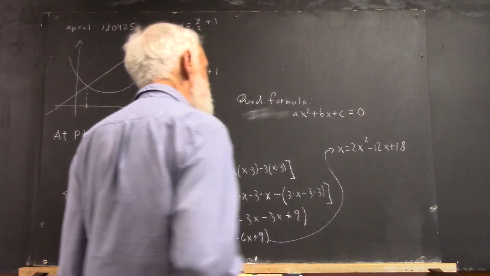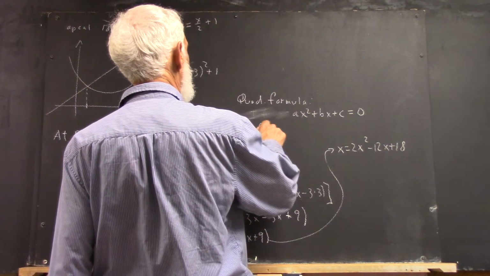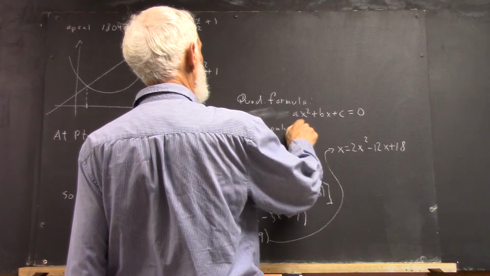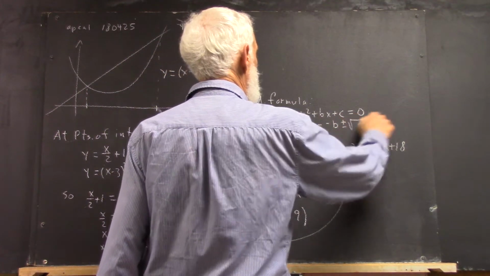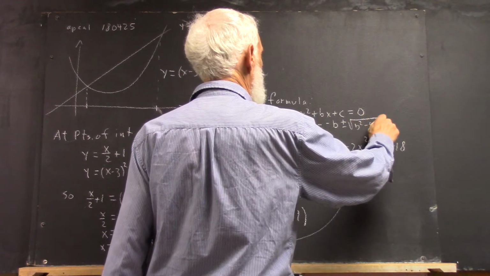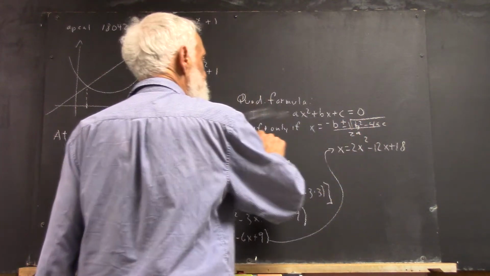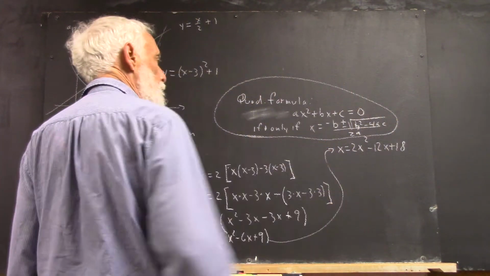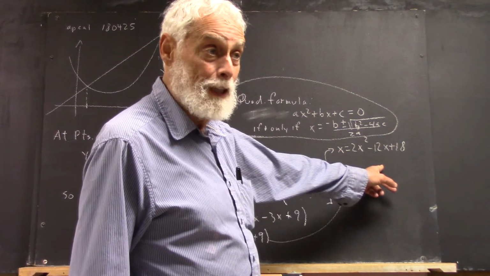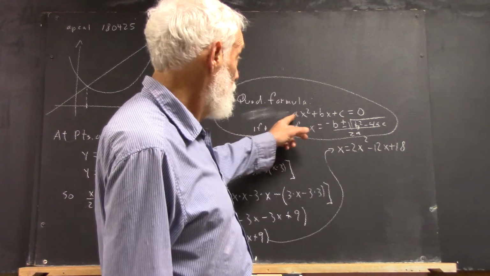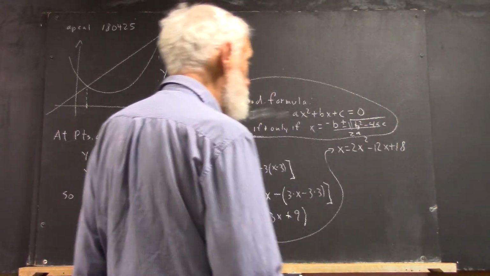I'll put it this way. ax squared plus bx plus c equals 0 if, and only if, x equals negative b plus or minus the square root of b squared minus 4ac, divided by 2a. That's what the quadratic formula says. It can't apply to this. It only applies to a quadratic expression equal to 0. So what do we have to do?